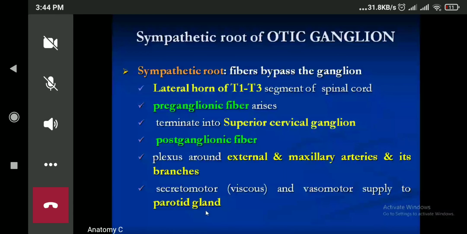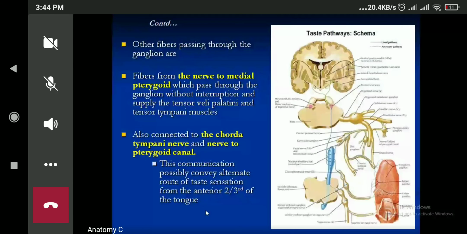Okay. Now next, another fiber is also there, which will pass through this otic ganglia without interruption. That is known as the fiber from the nerve to medial pterygoid. Okay? So the fiber from the nerve to medial pterygoid will pass through the otic ganglia without any interruption and supply the tensor veli palatini and tensor tympani muscle.